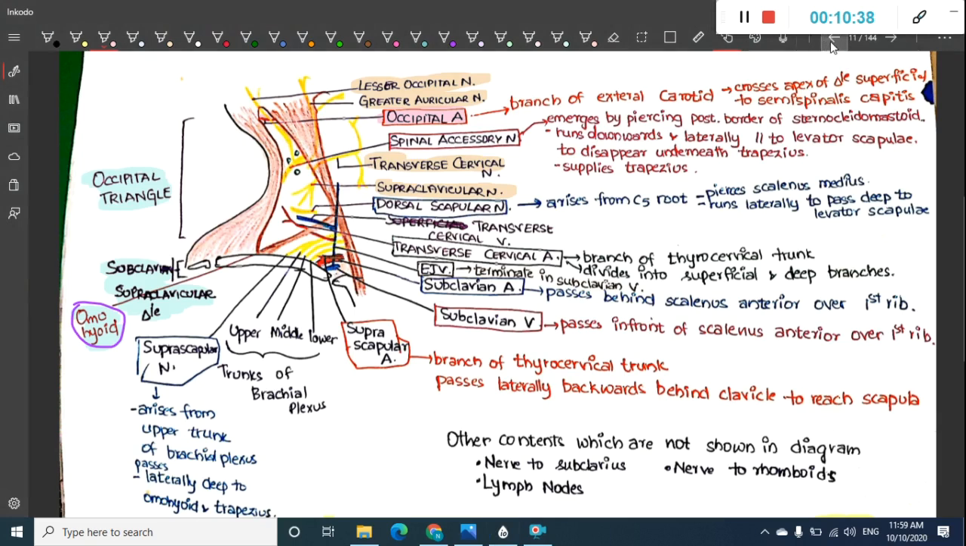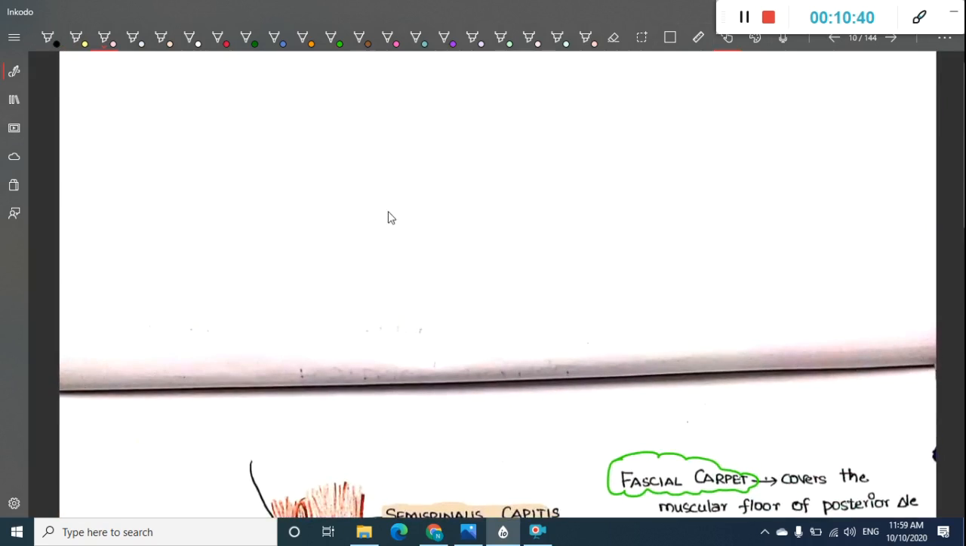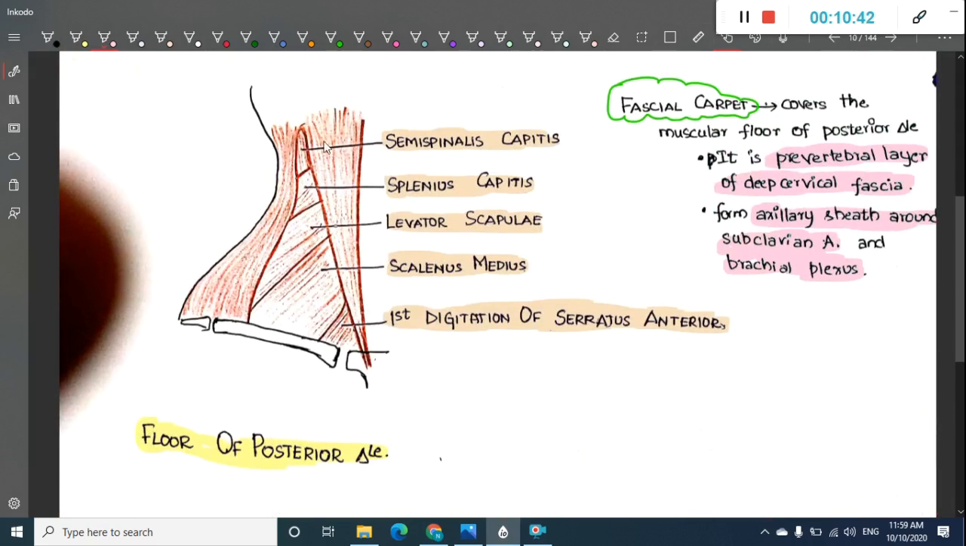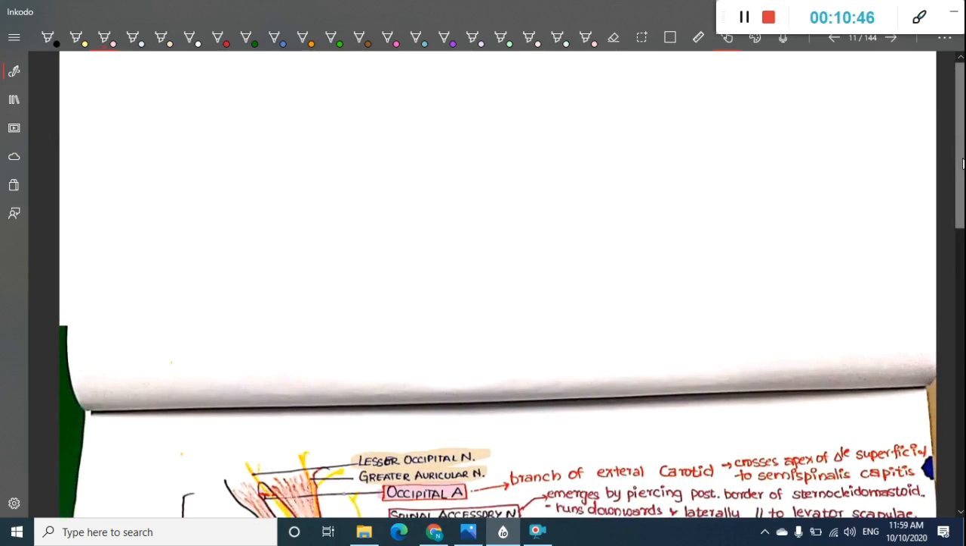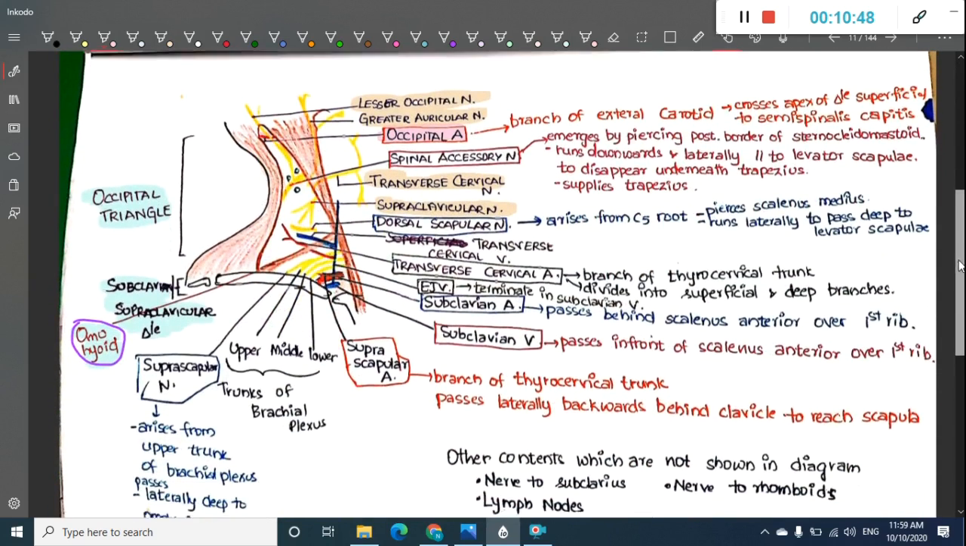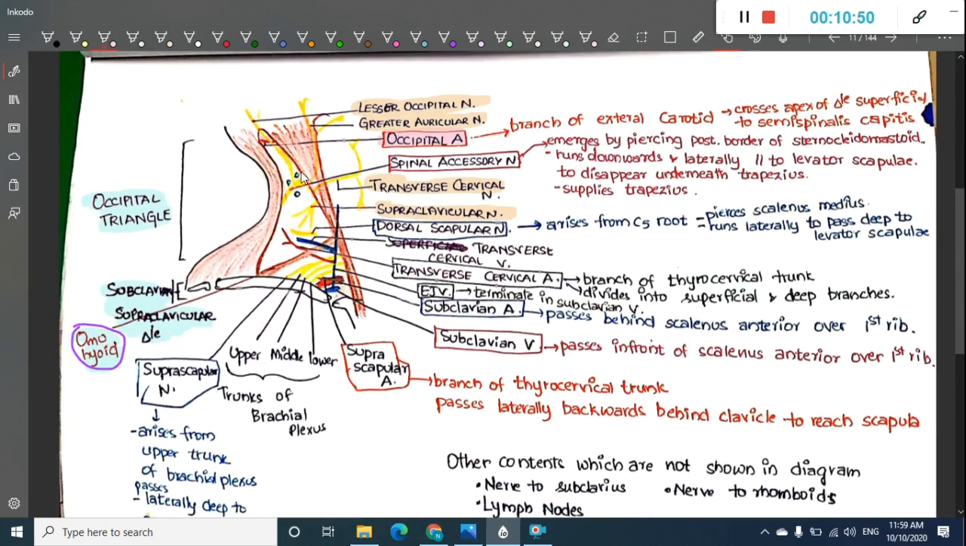So if you see the previous picture, what is the superior most muscle? The superficial muscle is semispinalis capitis, because this occipital artery will cross semispinalis capitis in the apex of the triangle. Next, this is the nerve which you see. This is spinal accessory nerve.